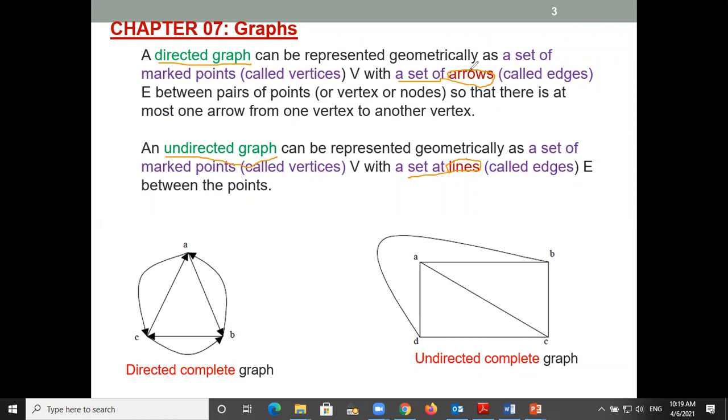So again, just for your information, for the directed graph you have arrows, and for the undirected graph there are only lines without arrows. Here is a set of lines, and here is a set of arrows. So these are the two different things. Let's go to the other part.